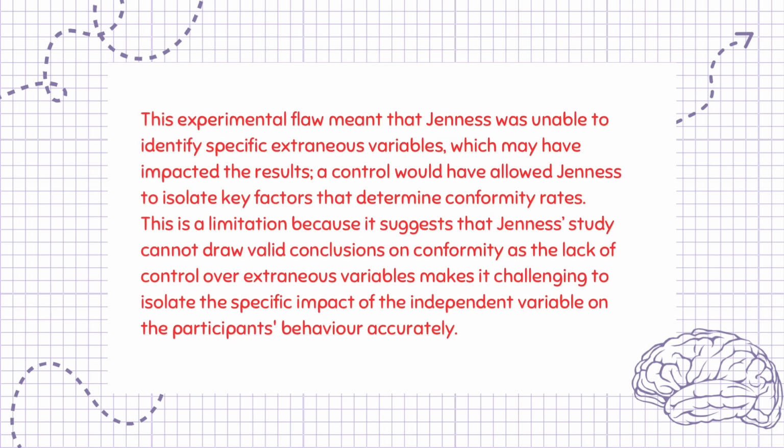This experimental flaw meant that Jenness was unable to identify specific extraneous variables, which may have impacted the results. A control would have allowed Jenness to isolate key factors that determine conformity rates. This is a limitation because it suggests that Jenness's study cannot draw valid conclusions on conformity, as the lack of control over extraneous variables makes it challenging to isolate the specific impact of the independent variable on the participant's behavior accurately.